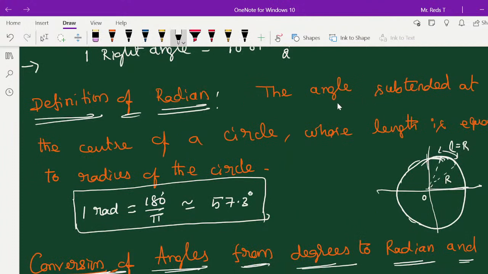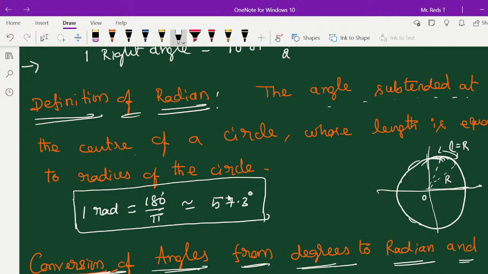The angle subtended at the center of a circle by an arc whose length is equal to the radius of the circle is equal to 1 radian. But 1 radian is equal to 57.3 degrees.